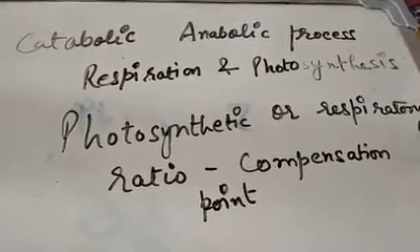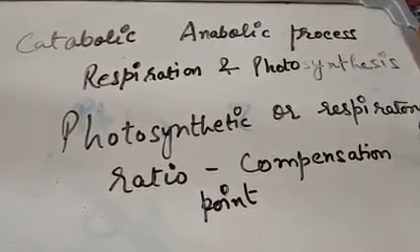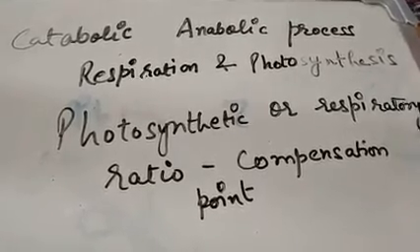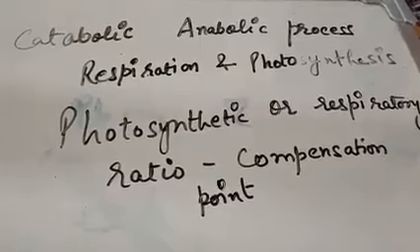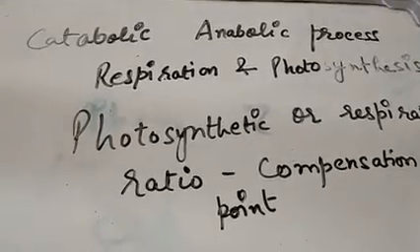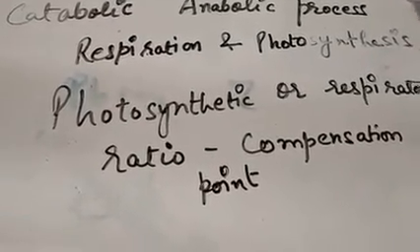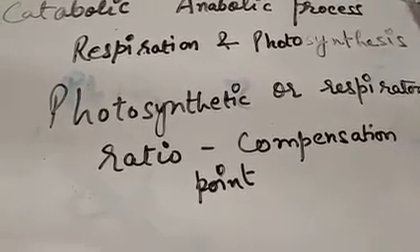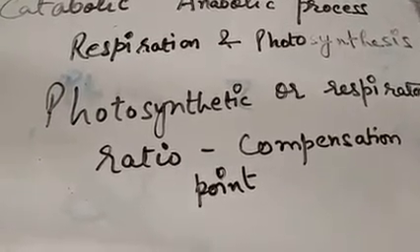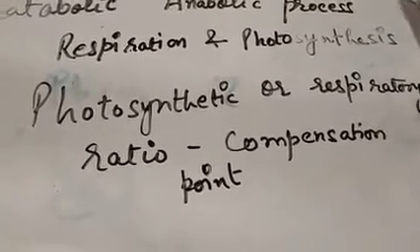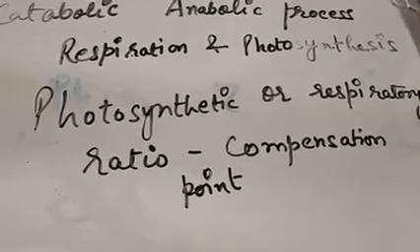But if they don't get oxygen, the pyruvate is broken down into ethyl alcohol, C2H5OH, and carbon dioxide, and 2 ATP molecules of energy are released. The energy released in anaerobic respiration is only 2 ATP, whereas in aerobic respiration it is 38 ATP. The entire detail we are going to study in respiration in animals.